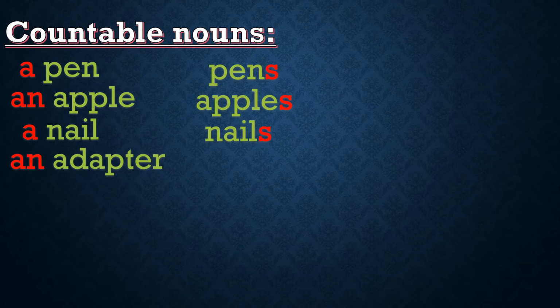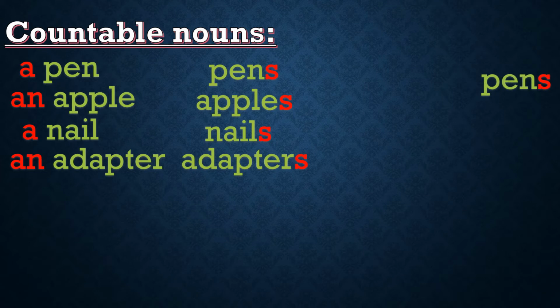An adapter, adapters. So in countable nouns, we can use a or an before them. We can make them plural, for example, by adding s. Okay, also we use certain words with countable nouns. Let's have a look at them, and let's take the word pens as an example.